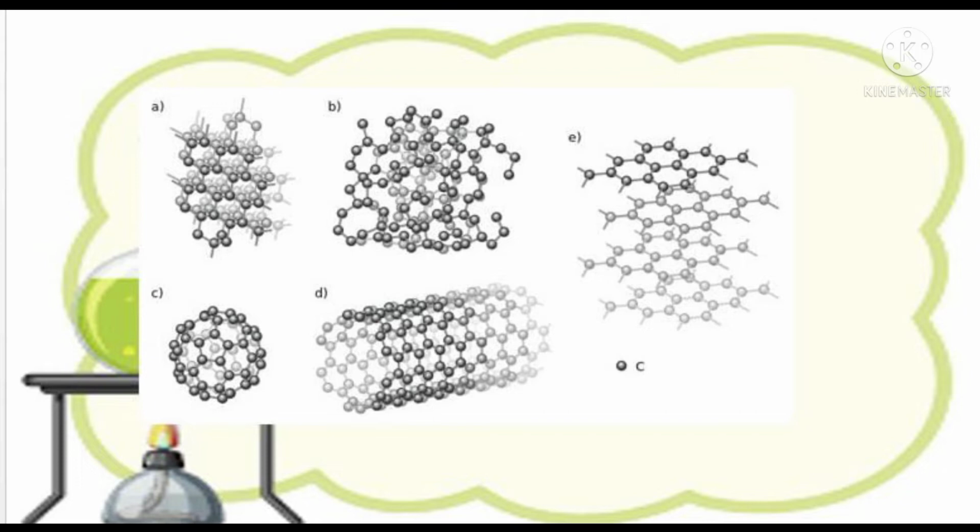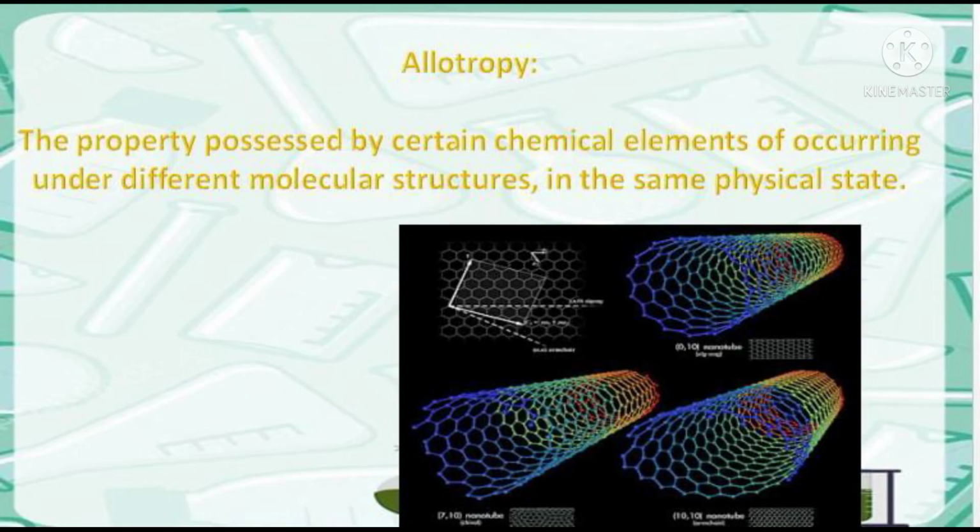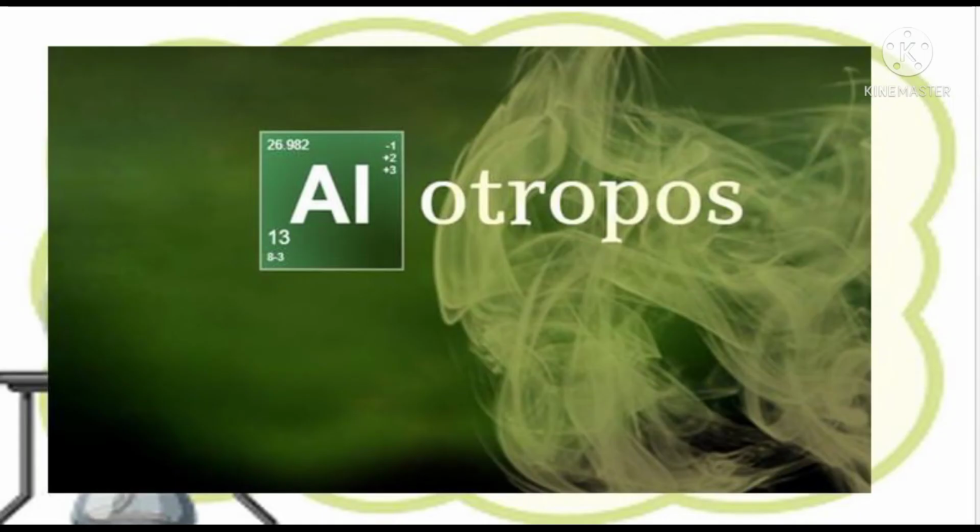The image above shows different structures which have one thing in common: they are composed only of carbon atoms. Allotropy, from Greek allos, other, and tropos, manner, is the property of certain chemical elements that occur in different molecular structures, with different physical characteristics, such as phosphorus, which appears as red phosphorus and white phosphorus P4, or carbon, which appears as graphite, diamond, and fullerene.